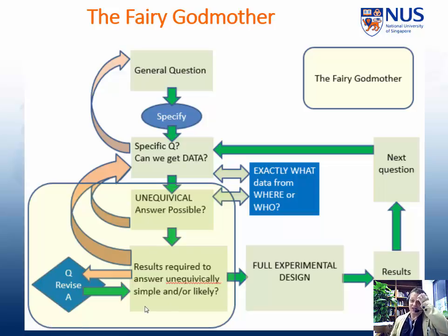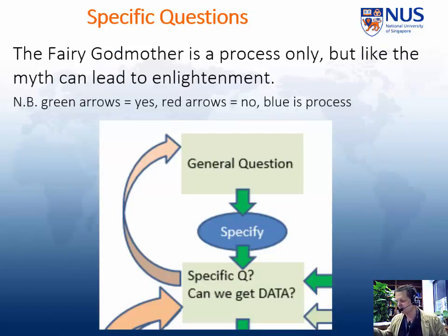So let's assume that the answer is yes. To unequivocally answer my research question, the results from my experiment will be simple and very likely. You then go on to full experimental design. You get your results, which in the nature of the beast leads you to other questions, and you go back round the circle. Anyway, so that's the fairy godmother. Now let's walk through it stage by stage with a couple of examples.